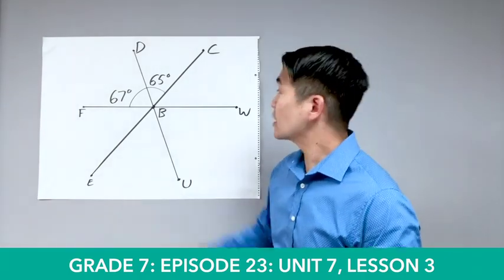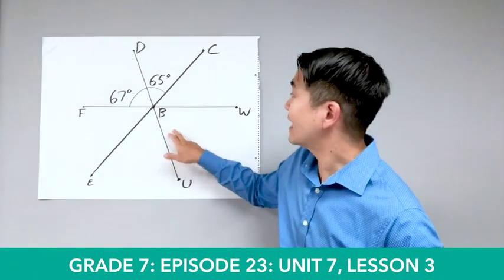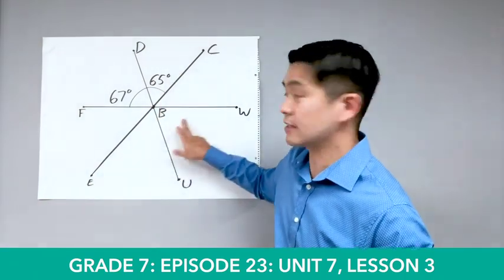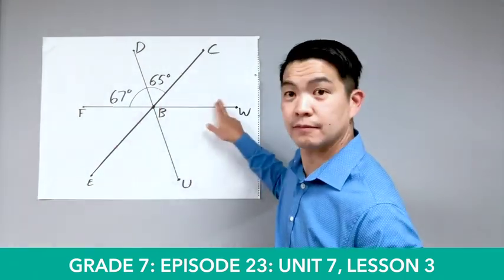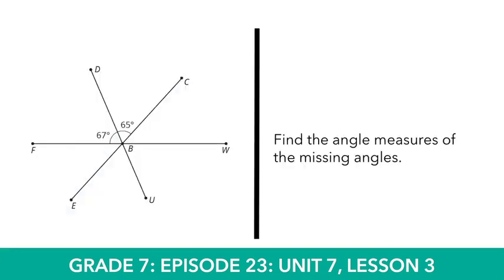We could actually choose several examples here of angles that form a straight line and add up to 180 degrees. Let's take some time and find the angle measures for the unknown angles.